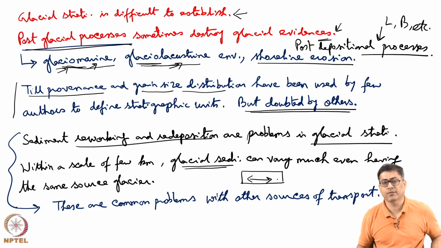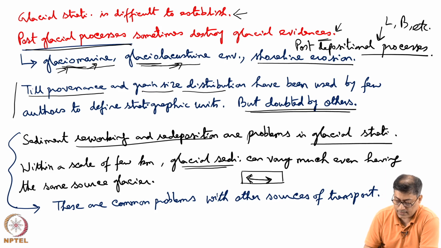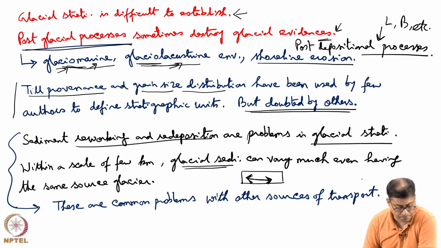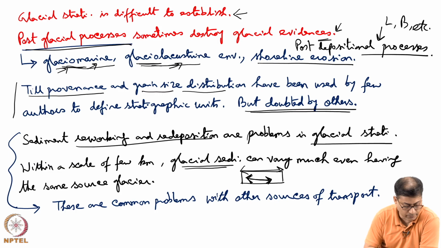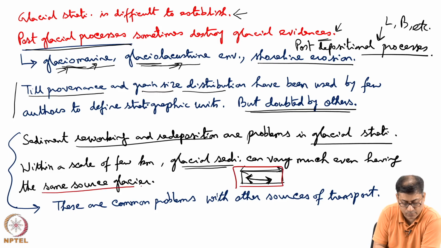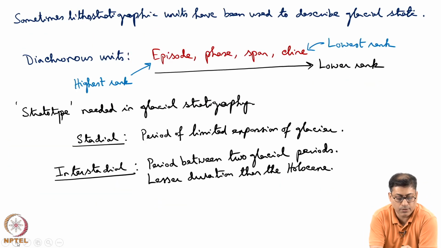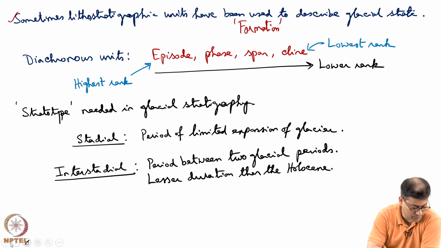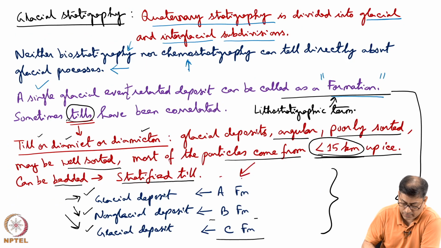Earlier we have said a formation can be defined based on lithological homogeneity or also defined by extreme lithological heterogeneity. In this case, horizontal variability can be too much, and that can create trouble in defining glacial stratigraphy, and this heterogeneity can come even when the entire package of deposition has happened from the same source glacier. As I told earlier, sometimes lithostratigraphic units have been used to describe glacial stratigraphy. For example, formation can be used, and it was shown here.